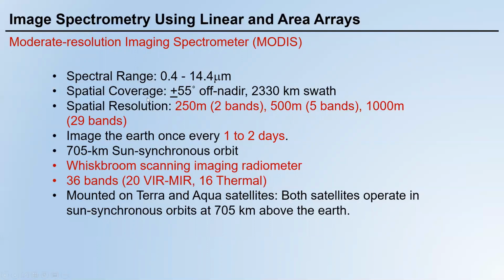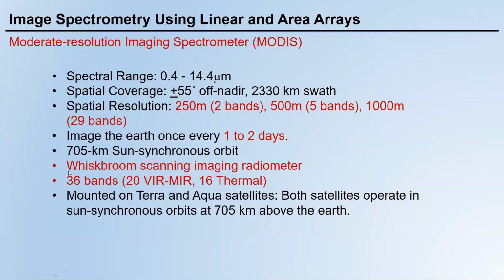Now the spatial resolution. How many bands are there? 29 plus 2 plus 5, that's 36 bands. Two bands have a spatial resolution of 250 meters, 5 bands 500 meters, and the other 29 bands have a spatial resolution of 1,000 meters, or 1 kilometer. It images the Earth once every 1 to 2 days, so every 1 to 2 days this sensor can cover the whole Earth.